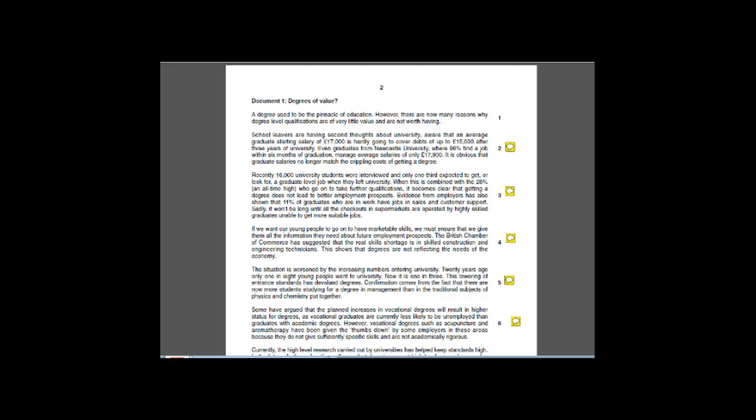Secondly, if you look at the title of the document, it often gives you a clue as to which side the author is arguing. In this case, the article is called Degrees of Value? Which might make us think about whether they're questioning whether degrees have any sort of value. So that gives us a clue which bias the article might have.